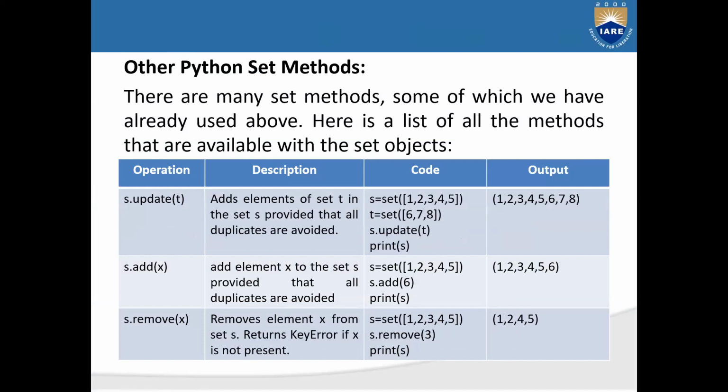Whenever you want to add elements to a particular set, we can use update. That is, if we have a particular set and you want to update it with the elements of another set, then you can use this one. Here is the example which shows how you can update a particular set. S is equal to set of 1, 2, 3, 4, 5.